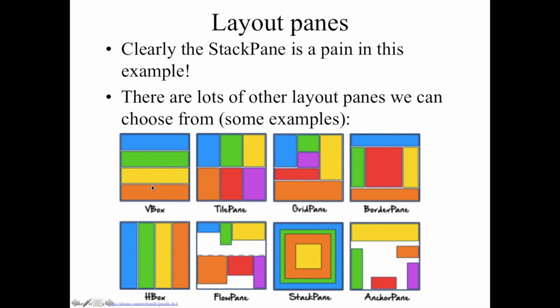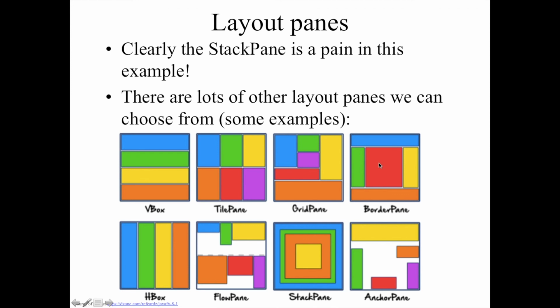Here are just some examples. There are others too. So VBox allows you to store one component after another. So we've got single components here. Each time we add a component, it puts it under the others. HBox, horizontal box, allows us to do the same but horizontally. Tile pane, if we want everything to be the same size, then we can use the tile pane. So we've got 6 components here added, all of the same size. Grid pane is very flexible, and that's the one we're going to be using in a moment. It allows us to have components span several rows or indeed several columns if we want to, so they can be of different sizes.